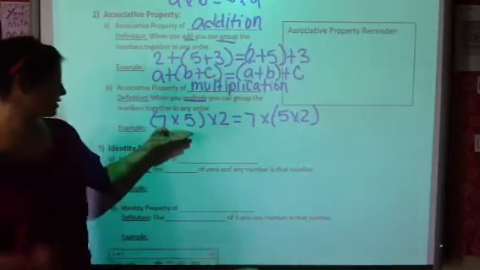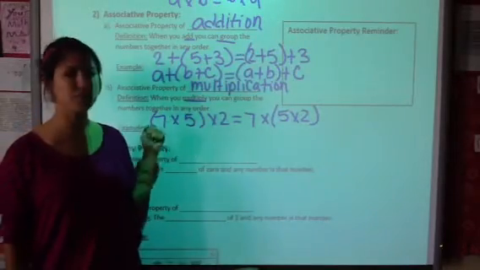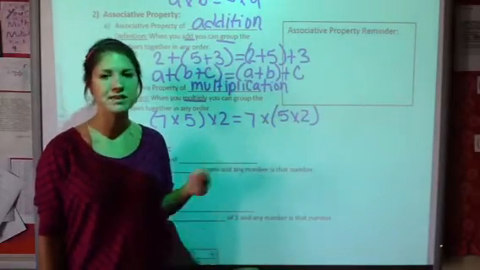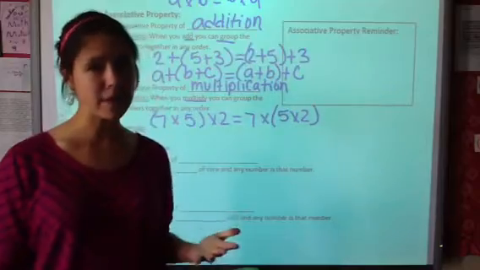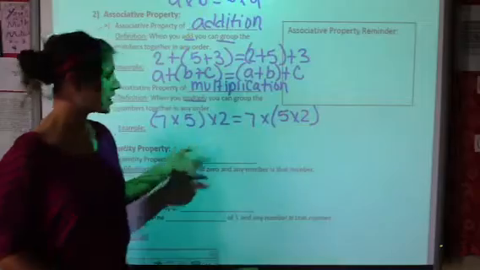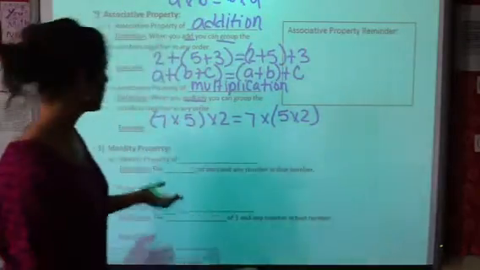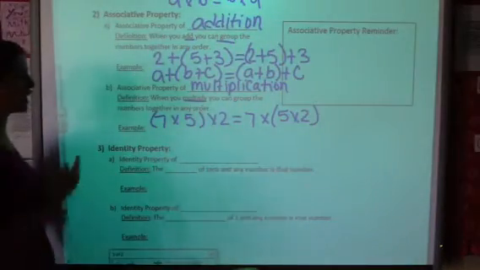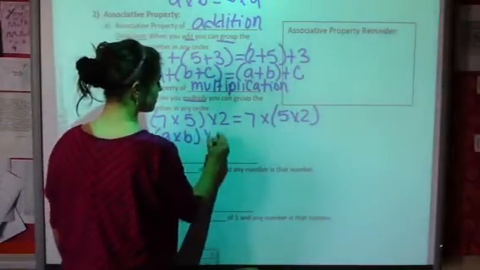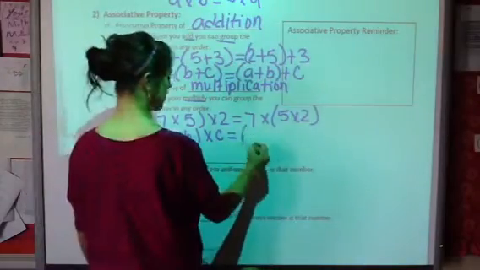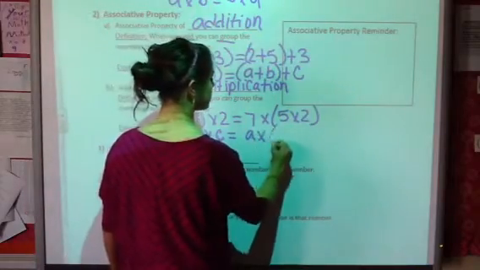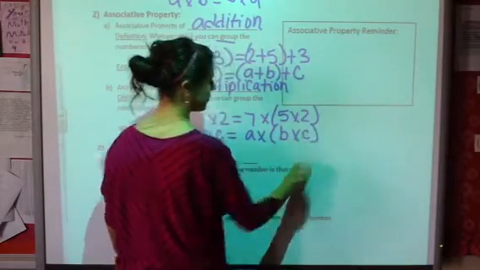Now, parentheses first, 7 times 5 is 35, times 2 is 70. Here, in parentheses first, 5 times 2 is 10, times 7 is 70. So either way, you get the same answer. So it doesn't matter where the parentheses are, but following order of operations, we're going to get the same answer either way. So that's the associative property of multiplication. And algebraically, I can represent that A times B times C is equal to, oh, no parentheses there. We moved the parentheses. A times, in parentheses, B times C.